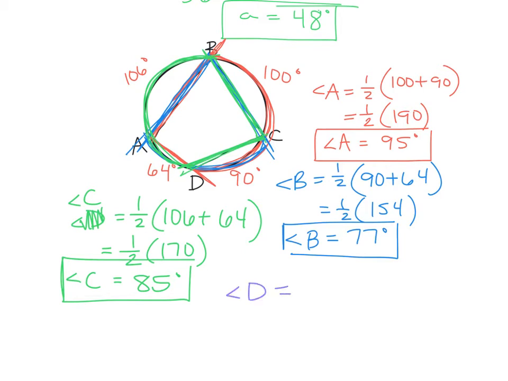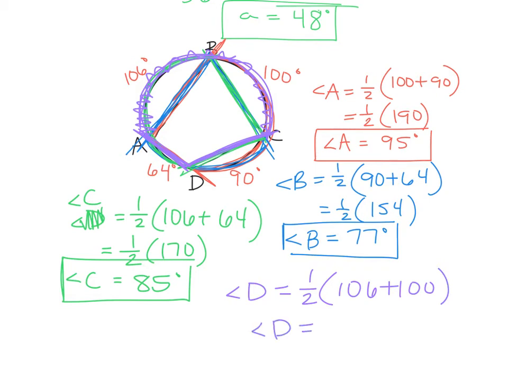Angle D. And I will try to do the right one this time. Here we go. D opens up here to here. So your arc, 106, 77, and 100. No, 77. 106, right? The arc is this. 106 over to 100 for angle D. So it's half of 106 plus 100, or half of 206. So angle D comes out to 103.